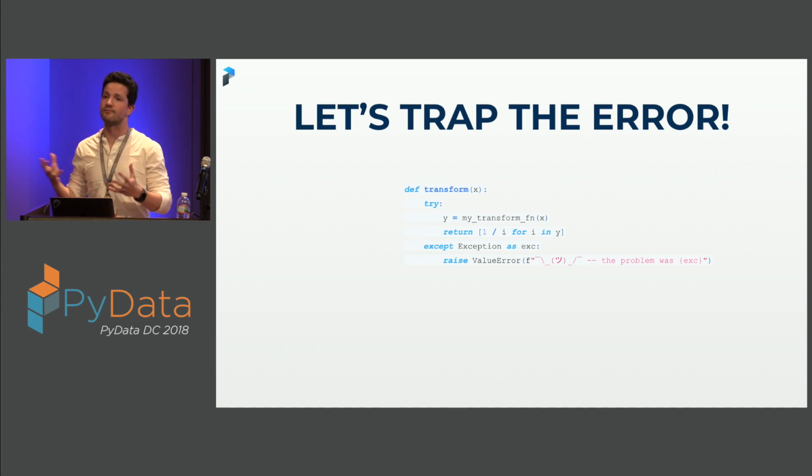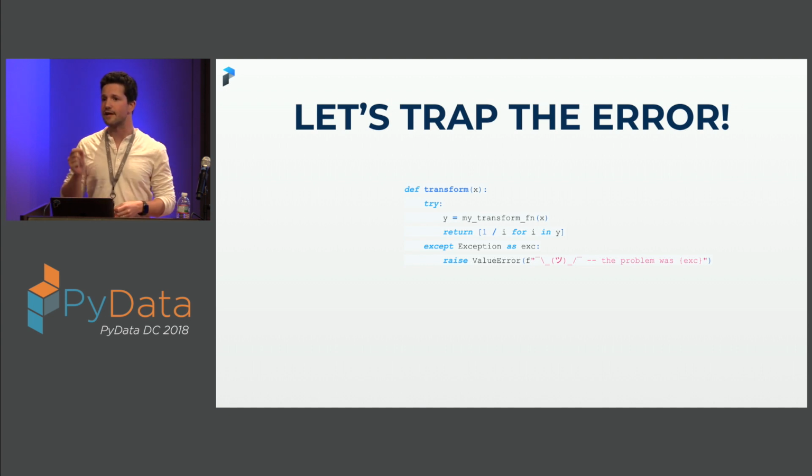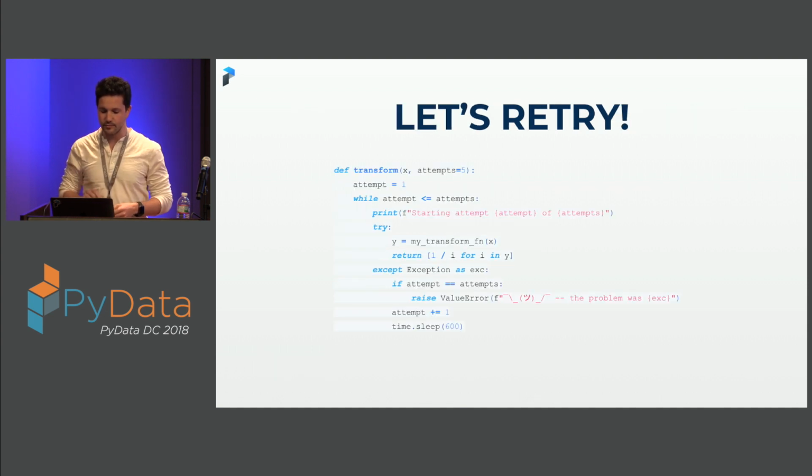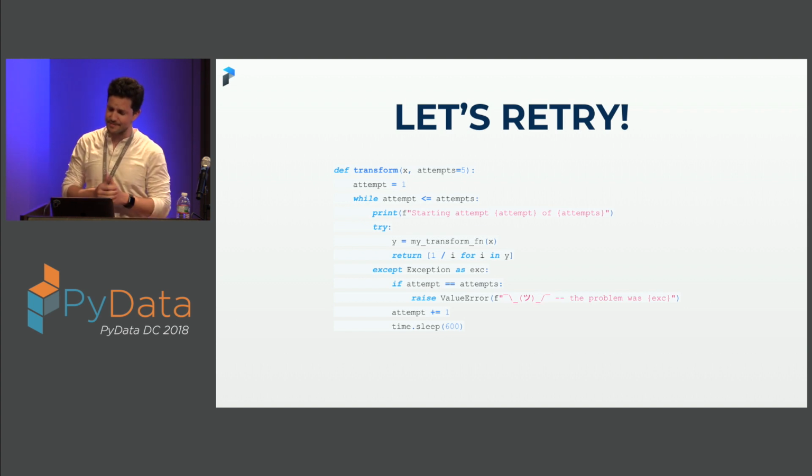Do this, if it doesn't work, raise a helpful error. Now a cynic might note that this just replaces one error with another, and while that's true, it could also be a case of better the error I know than the error I don't. In either case, we can do better, and so most people will move on to retries. And so here we've added some logic to retry the task up to 5 times, and it's going to wait 10 minutes between each attempt in case the system needs to cool down.